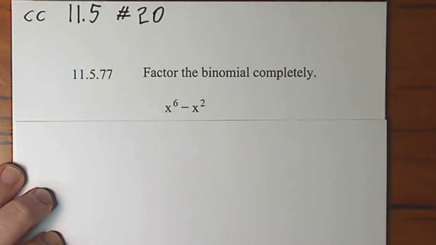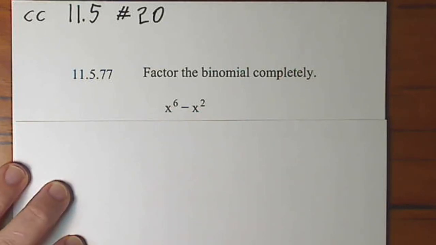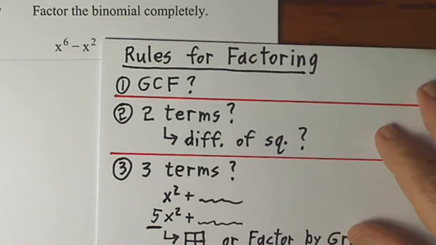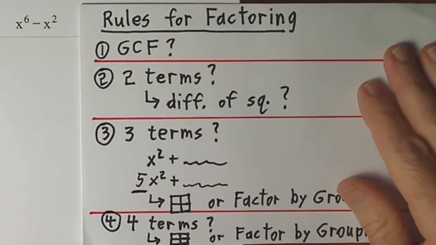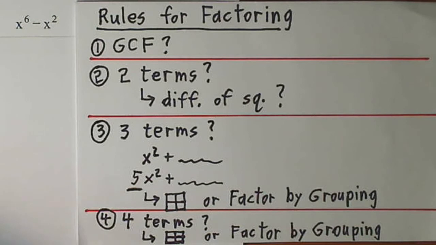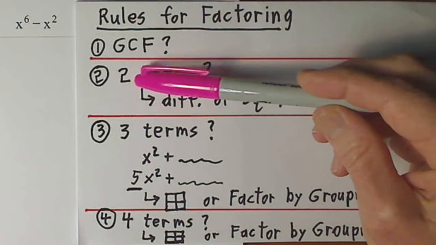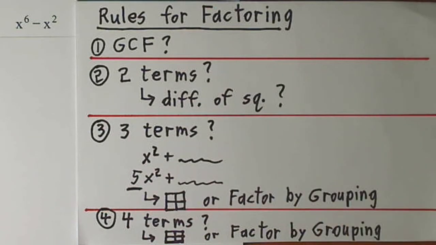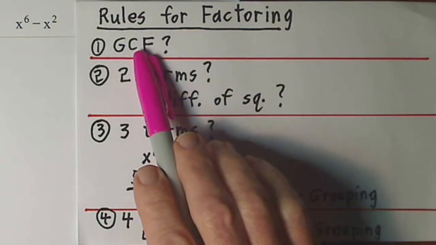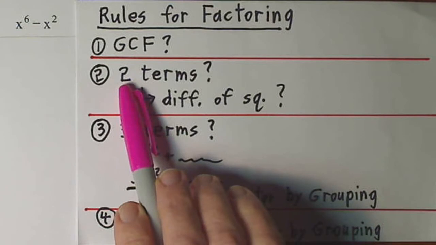Alright, we're asked to factor this binomial. I've suggested a bit of a roadmap. Let me slide all this over, especially if you're new to factoring. First you look to see if there's a GCF, and then you pay close attention to how many terms you're given. In this case there is a GCF, and we have two terms.